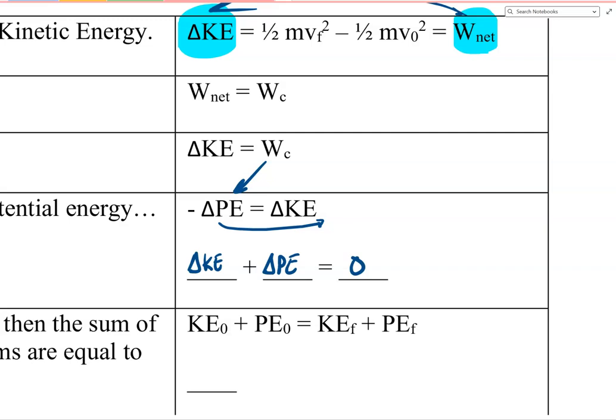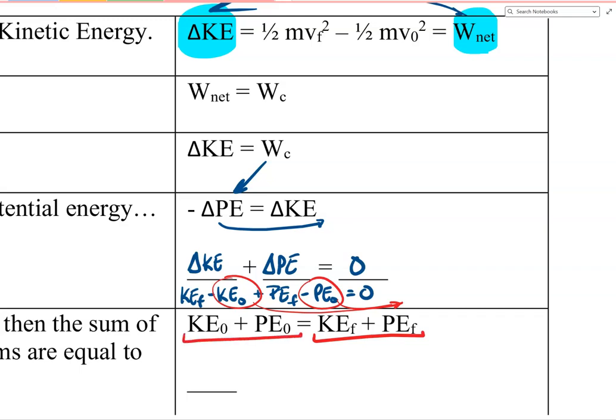And if we break apart the change in kinetic energy and potential energies again, we might recall that we have the kinetic energy final minus kinetic energy initial plus potential energy final minus potential energy initial. All of that has to equal 0. Now, if we collect some terms, like these initial terms that are negative, and add them to the opposite side of the equation, we now have this expression here where our kinetic energy final plus potential energy final is equal to our kinetic energy initial plus our potential energy initial.